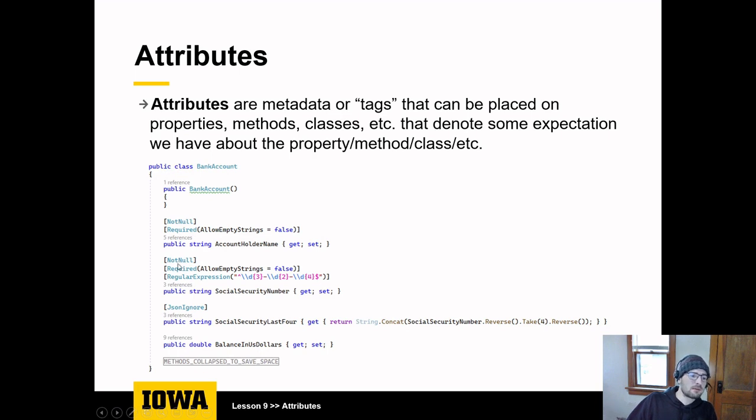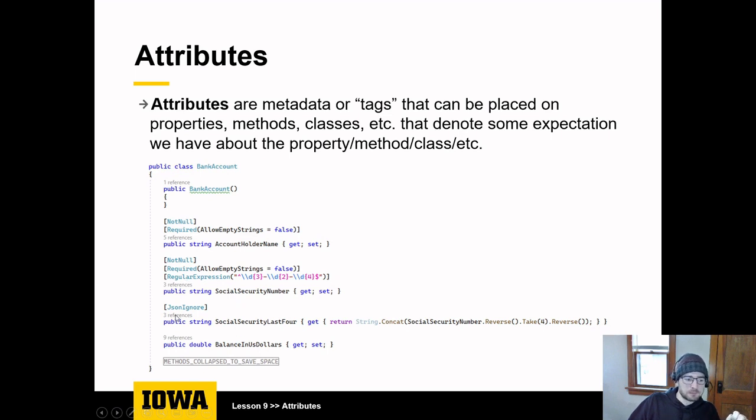And we do the same thing for social security number, but additionally we add this attribute that says we expect the data in the social security number property to follow the format of 3 numbers followed by a dash, followed by 2 numbers, followed by a dash, followed by 4 numbers. We expect it to be in that format. So that's what this attribute is doing.